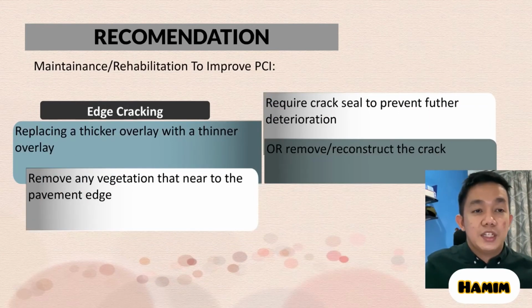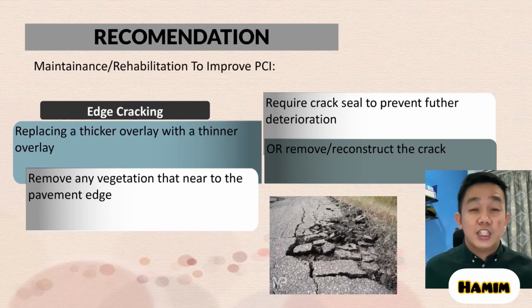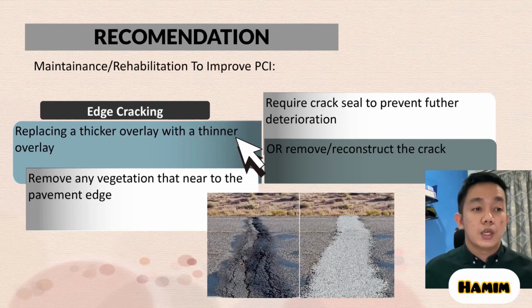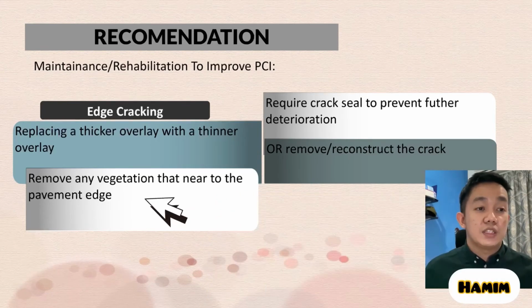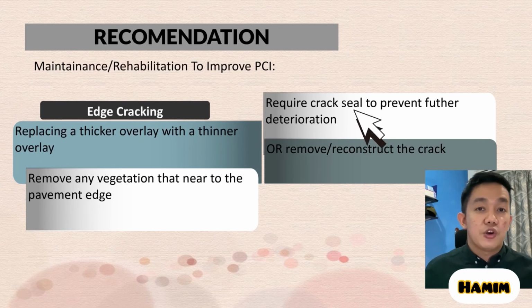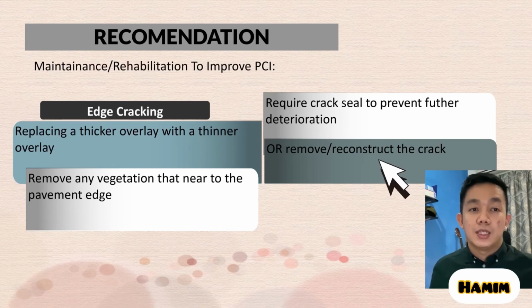The second recommendation of our project is edge cracking. First of all, we must replace a thicker overlay with a thinner overlay. Besides that, we must remove any vegetation that is near the pavement edge. The third one is to require crack sealing to prevent further deterioration. And last but not least, we must remove the cracks of the road.